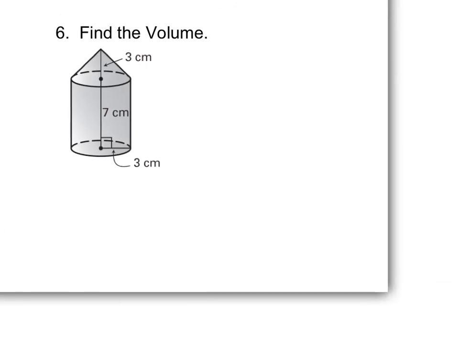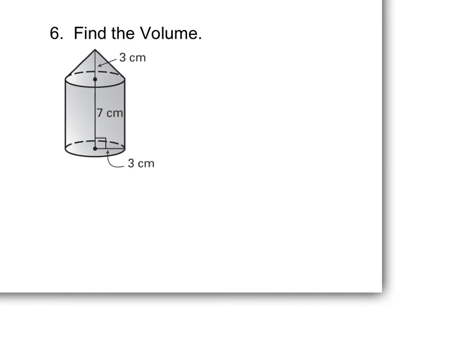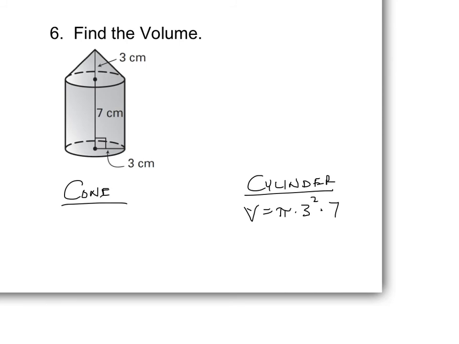Okay, you're going to do the same thing in this example as well on number 6. So we've got, again, the cone and the cylinder. So the cylinder here, volume is pi times r squared, which is going to be 3 squared, times the height of the cylinder, which is 7. So 9 times 7 times pi, and my volume of the cylinder comes out to be 197.9 centimeters cubed.